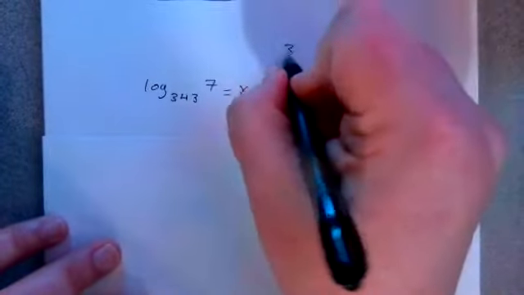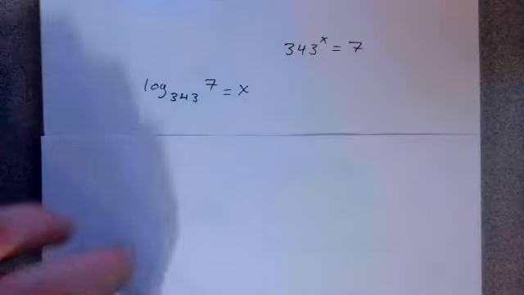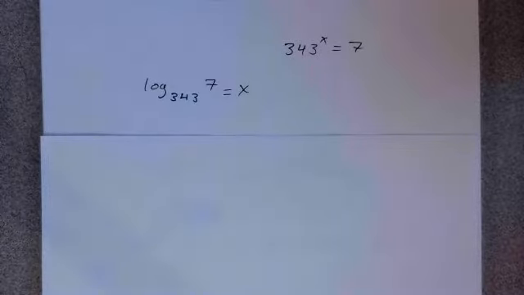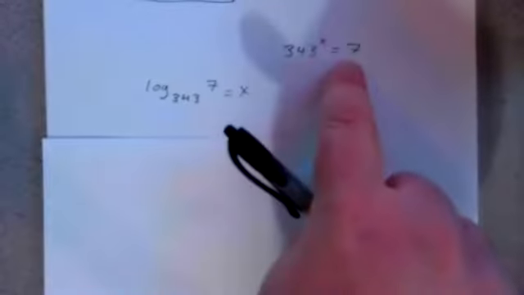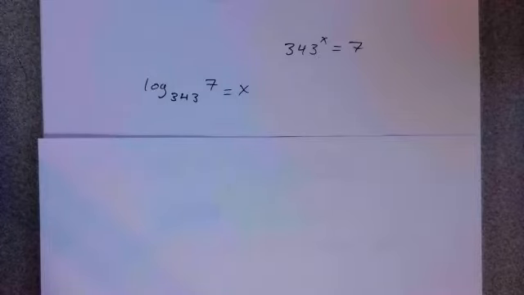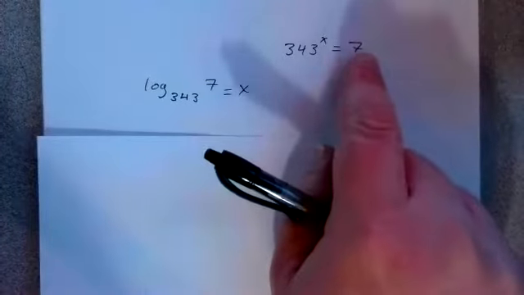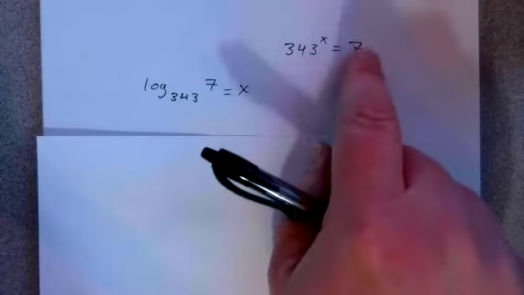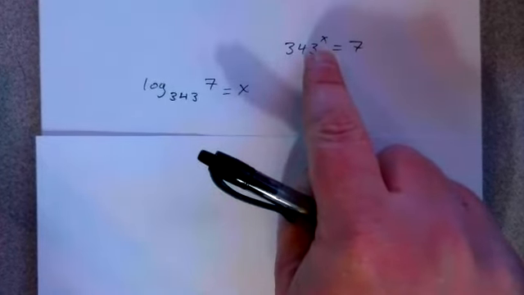So 343 raised to the x power must equal 7. That's kind of tough, right? Because 343 times 2 is going to be way bigger than 7. It's not easy at all. But one thing I do know is that 7 times 7 is 49, and 49 times 7 is 343. I know that 7 raised to the third power is 343.